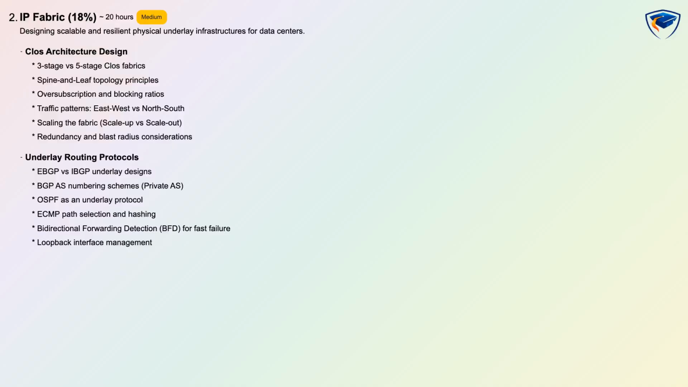IP Fabric covers 18% and is medium difficulty with around 20 hours of study and a scenario-based assessment format. This domain teaches design of scalable underlays using Clos fabric principles and spine and leaf topologies, including when to use 3-stage versus 5-stage designs. You will plan oversubscription and blocking ratios, understand east-west versus north-south traffic patterns, and choose between scale-up and scale-out approaches while managing redundancy and limiting blast radius.